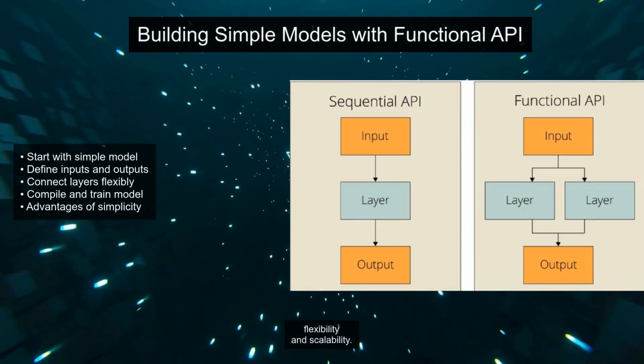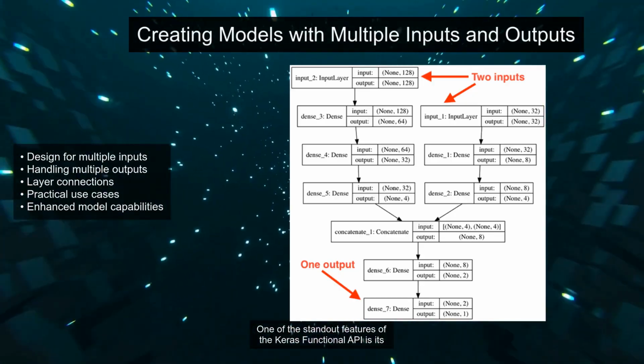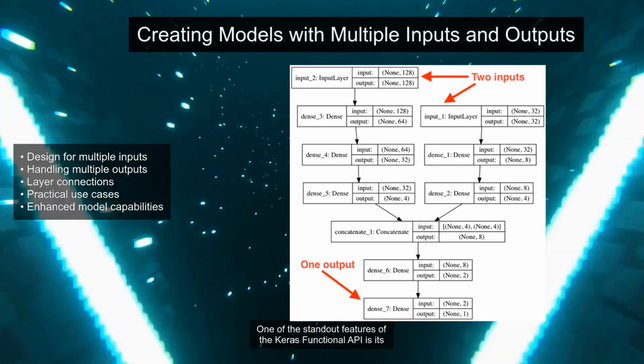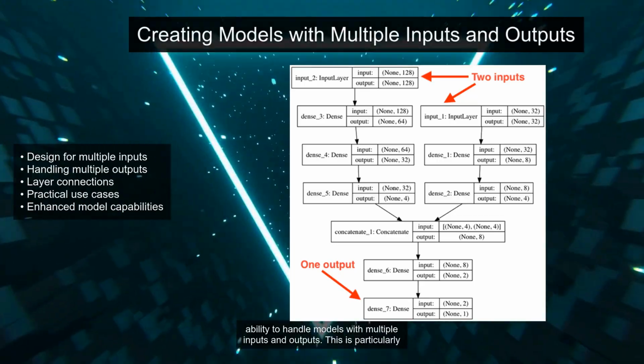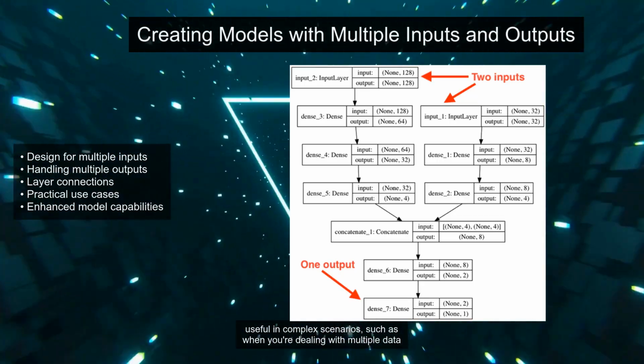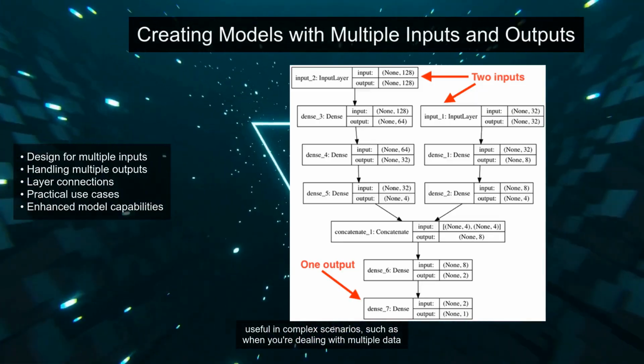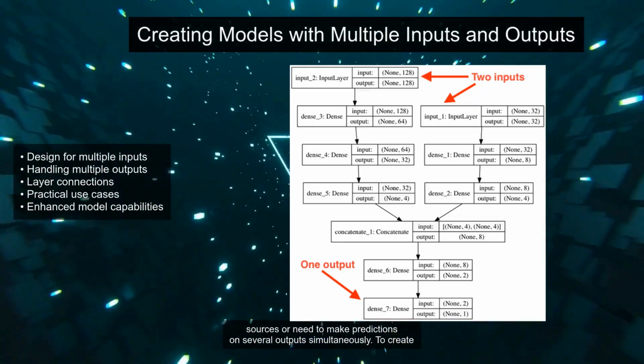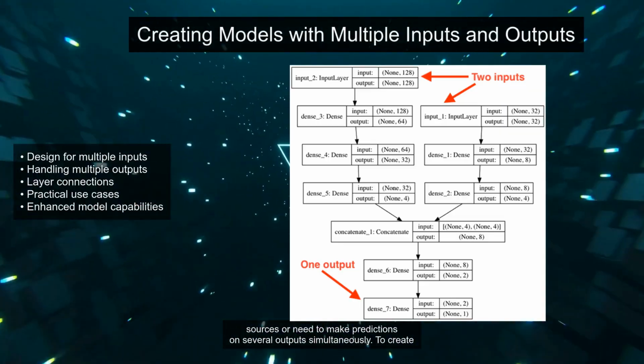One of the standout features of the Keras Functional API is its ability to handle models with multiple inputs and outputs. This is particularly useful in complex scenarios, such as when you're dealing with multiple data sources or need to make predictions on several outputs simultaneously.